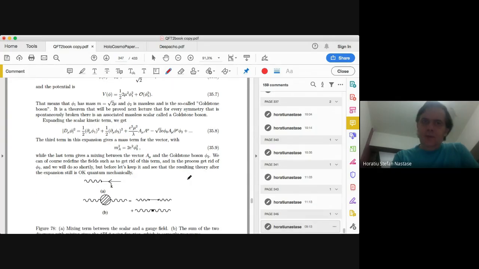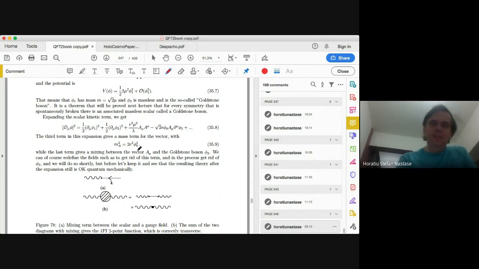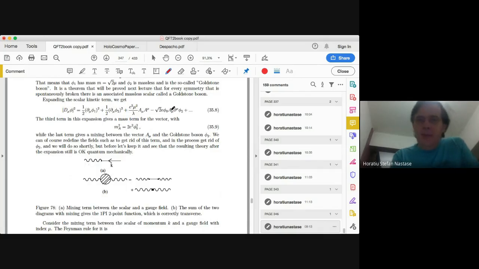So this term in the expansion, as I said, gives a mass term for the vector, for the photon, and the mass is, so I write this as 1/2 m squared. So the mass squared of A is 2 E squared, and then mu squared over lambda is phi 0. But then this term gives a mixing between the vector and phi 2.